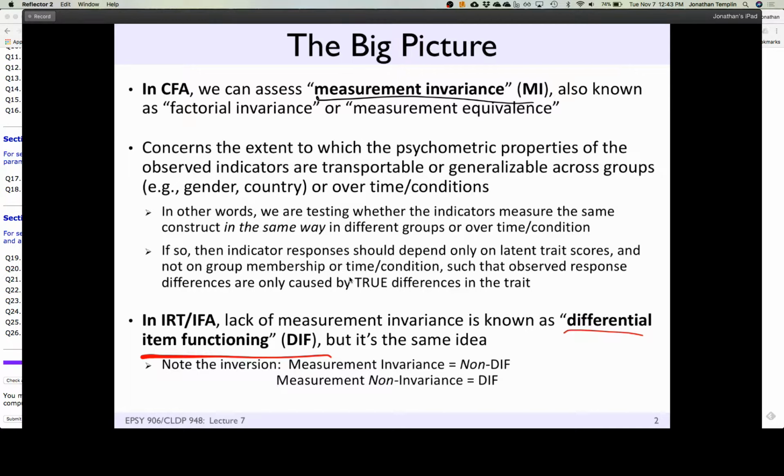In CFA, it's usually called measurement invariance, sometimes factorial invariance, sometimes measurement equivalence. Basically, it's asking whether or not the psychometric properties of these observed items or indicators are generalizable across groups, over time, alternate forms of a test, anything that you might have two things of that you need to compare. You want to make sure you're comparing factors that mean the same thing. If it's gambling in group 1, it should be gambling in group 2.